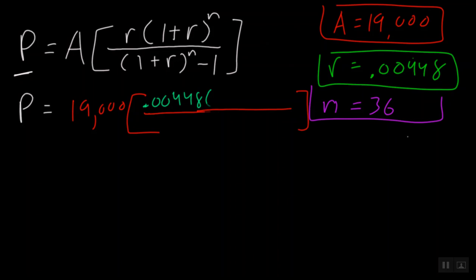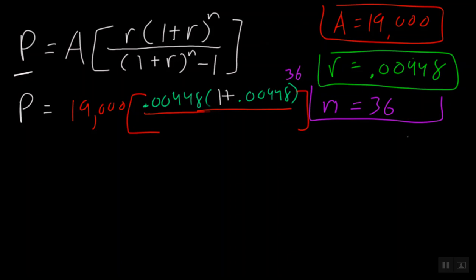And notice here that in the formula, we're going to have to do 1 plus, and then we have that R value again, which is 0.00448, close parentheses, and we're going to raise this up to the number of months, or our periodic payments, 36.